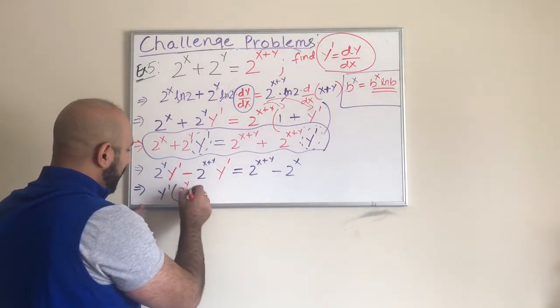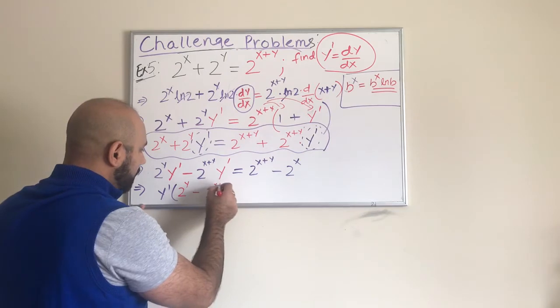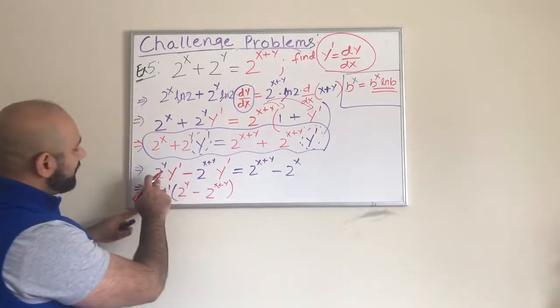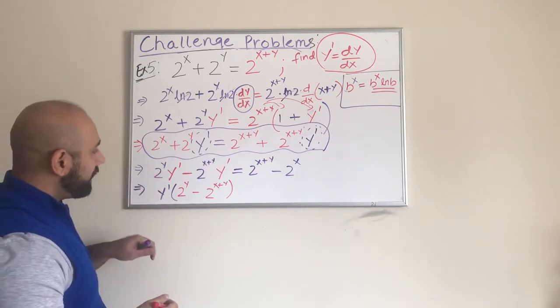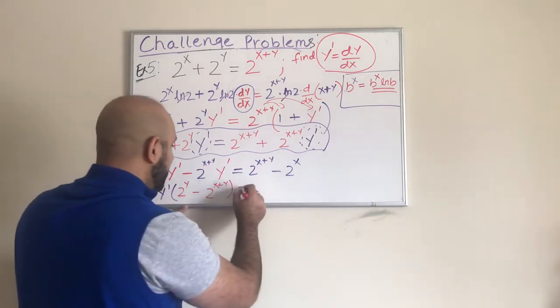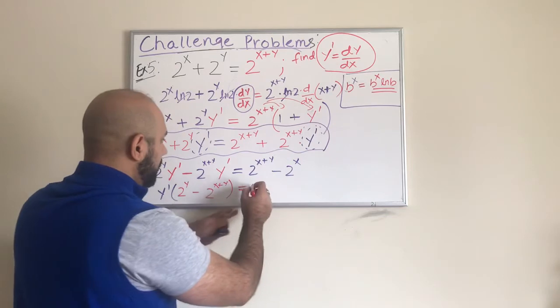It's just 2 to the power y minus 2 to the power x plus y, which is basically whatever is left here with the y prime and here y prime, okay? When I multiply this, I should get back that, and I am going to get it back. Guys, this equals whatever is on the right hand side.